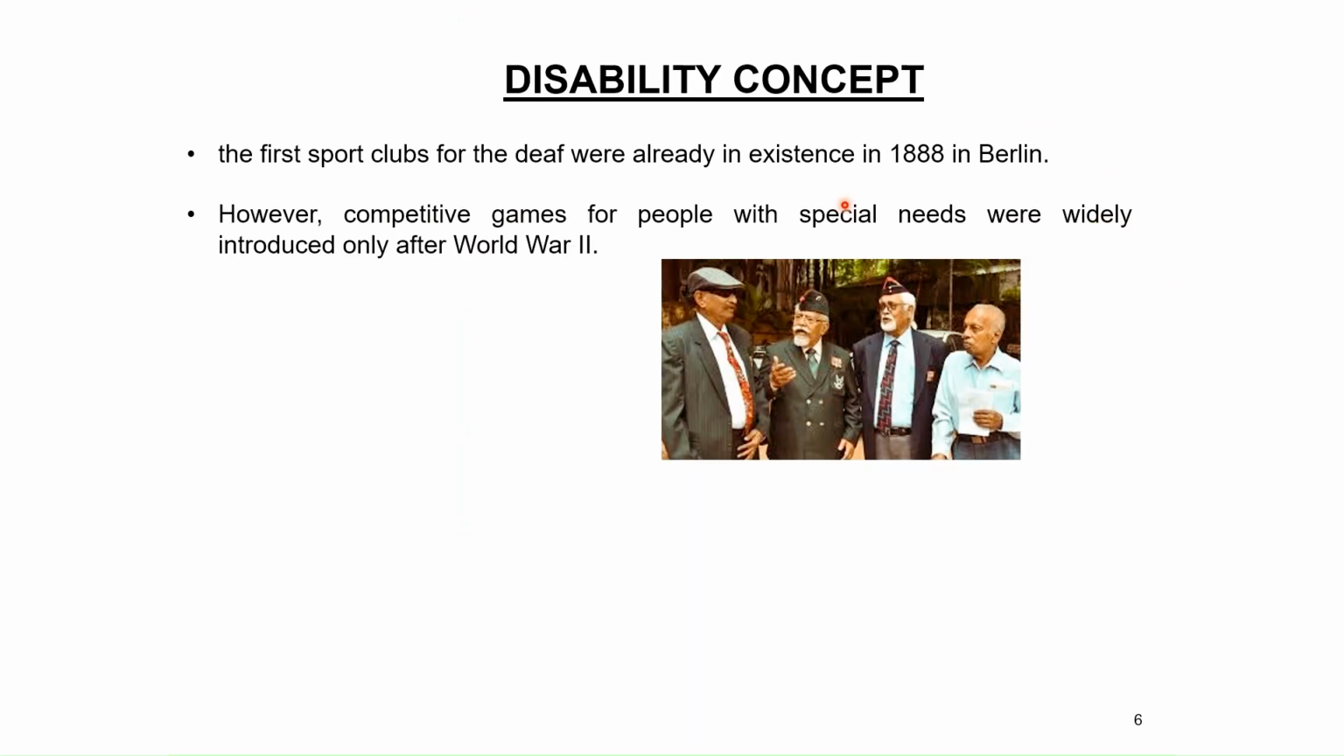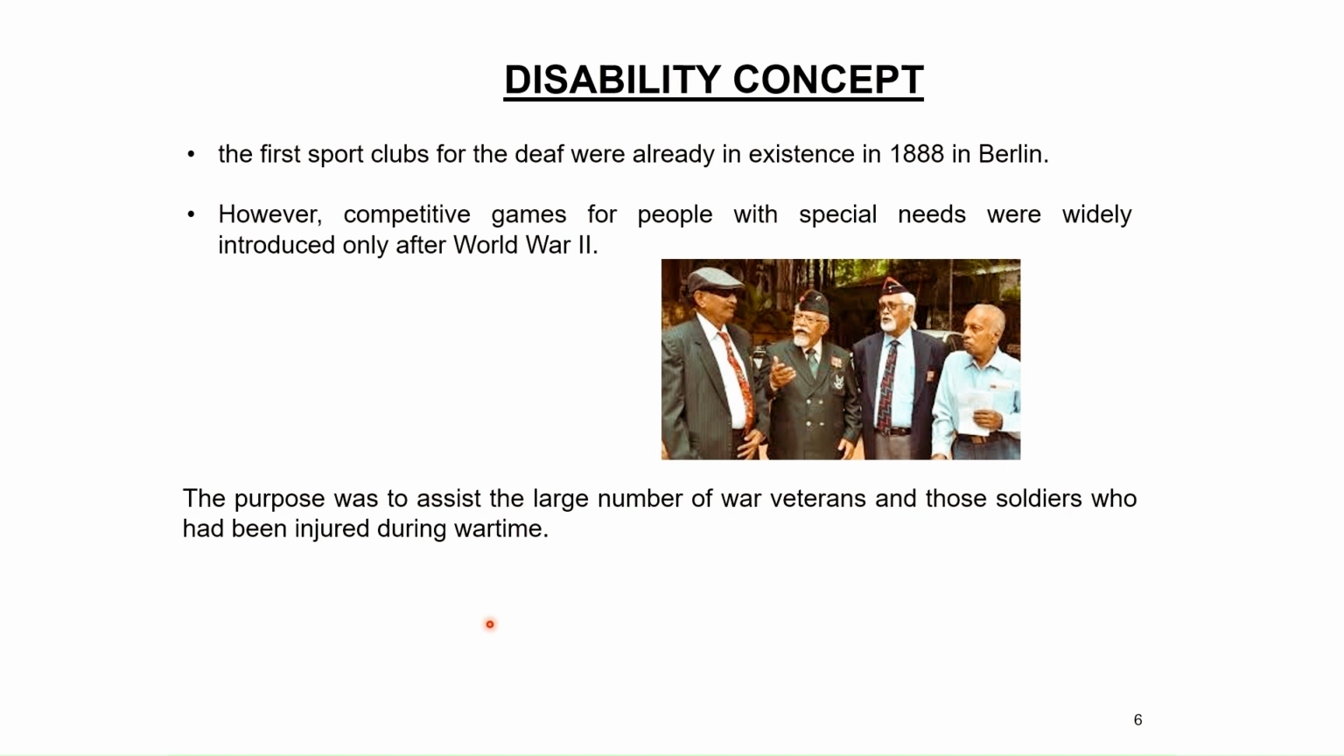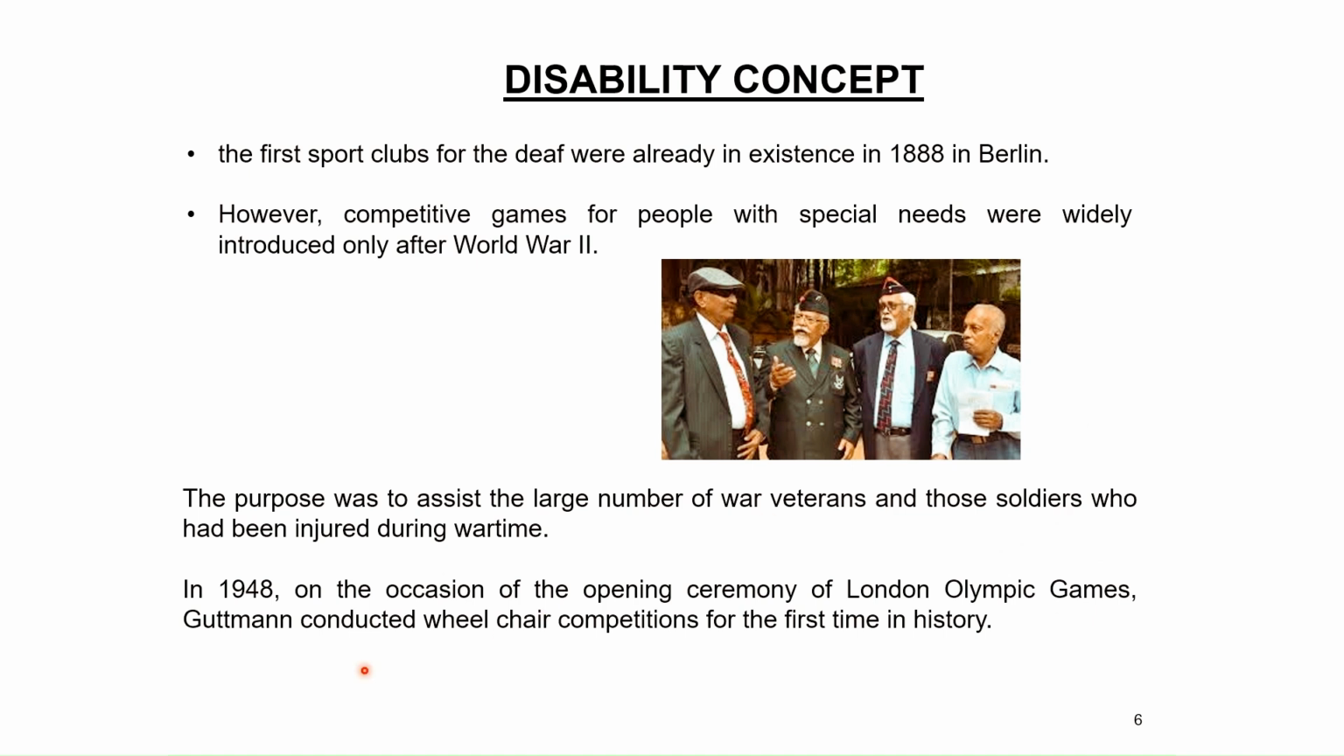Let's look at the disability concept. Disability has existed for hundreds of years, and the first clubs already existed in Berlin, Germany, in 1888. Games were introduced only after World War, for special needs. The purpose of this is to assist veterans. Veterans means the army people who are retired and not in service, those who have been injured during wartime.